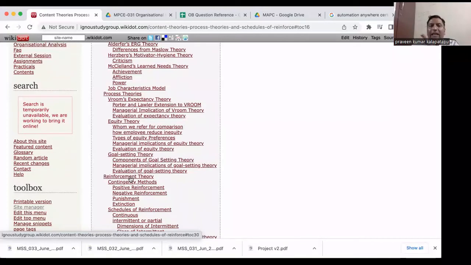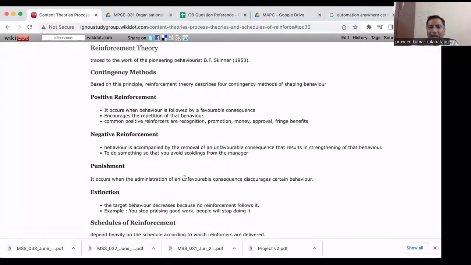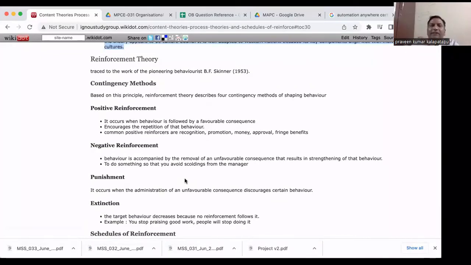Now comes reinforcement theory, which is the last of this particular unit. What is reinforcement? It is actually those rewards shaping up, looping back into your motivation. That is what the rewards, the reinforcement, are. You are actually reinforcing your behavior by continuously feeding back, right?